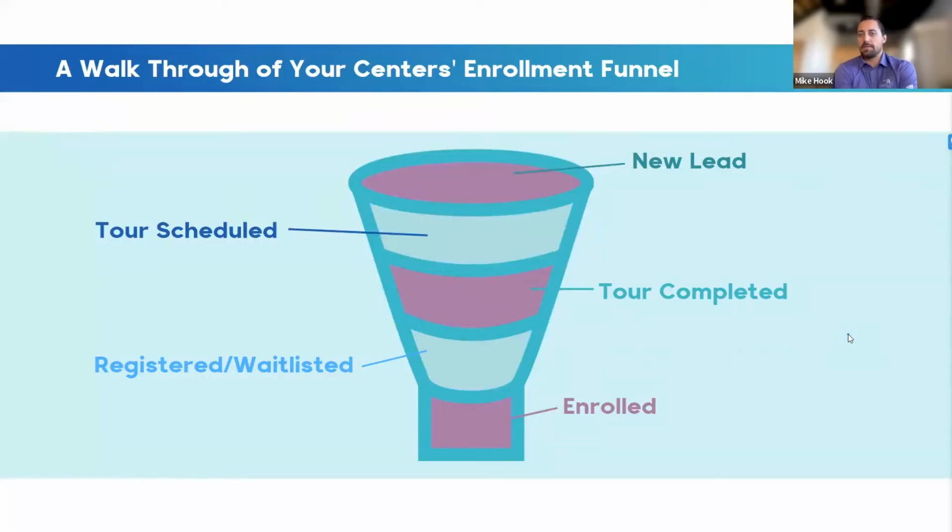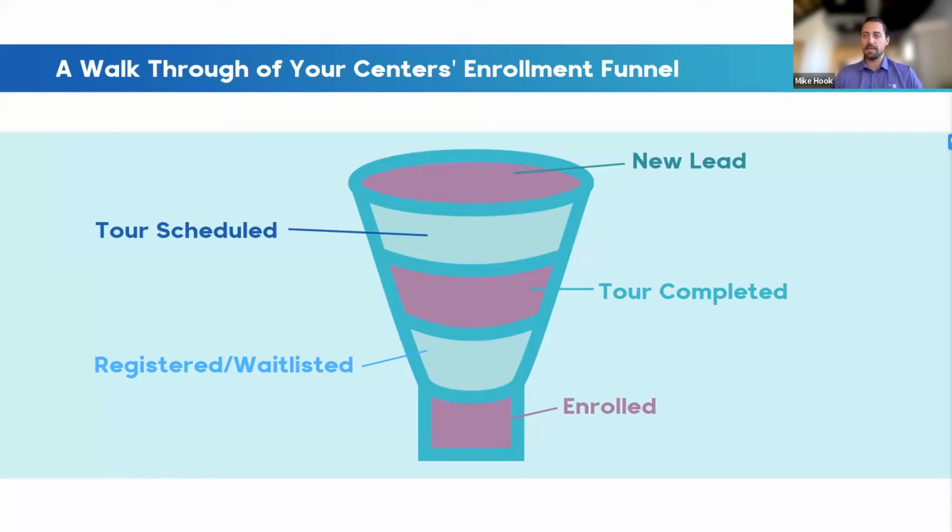So to kick things off, this is a funnel. I would imagine, for everybody who's here, you run something very similar at your centers and with your business. You have a new lead, family comes in. The next thing that you look at is, well, did they schedule a tour? Then after that, did they actually come and did they complete the tour? Are they registered? Did they get to a wait list? And then finally, do they get to enrolled and that first day that they start?